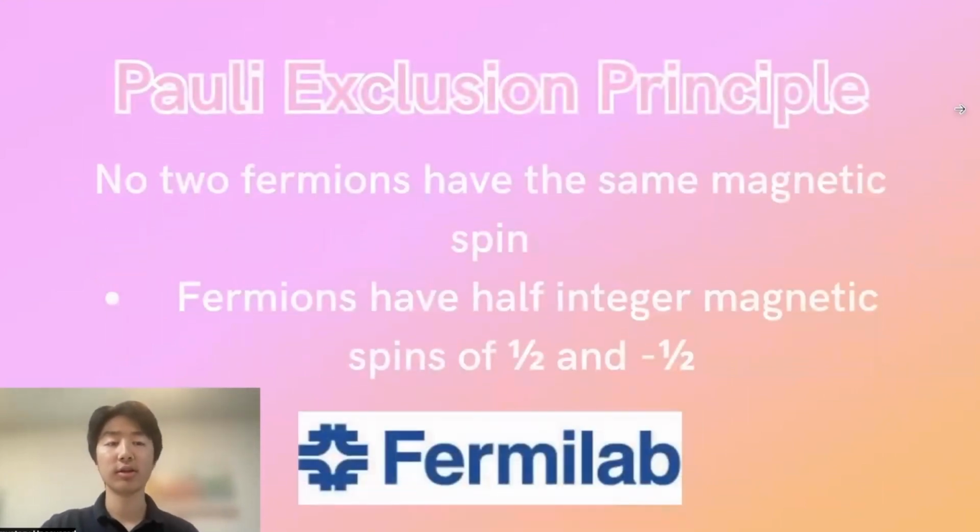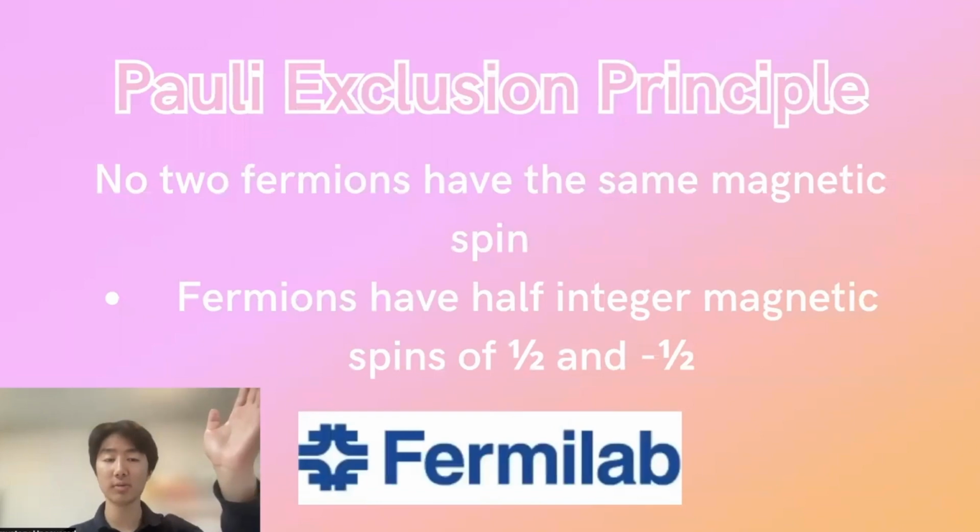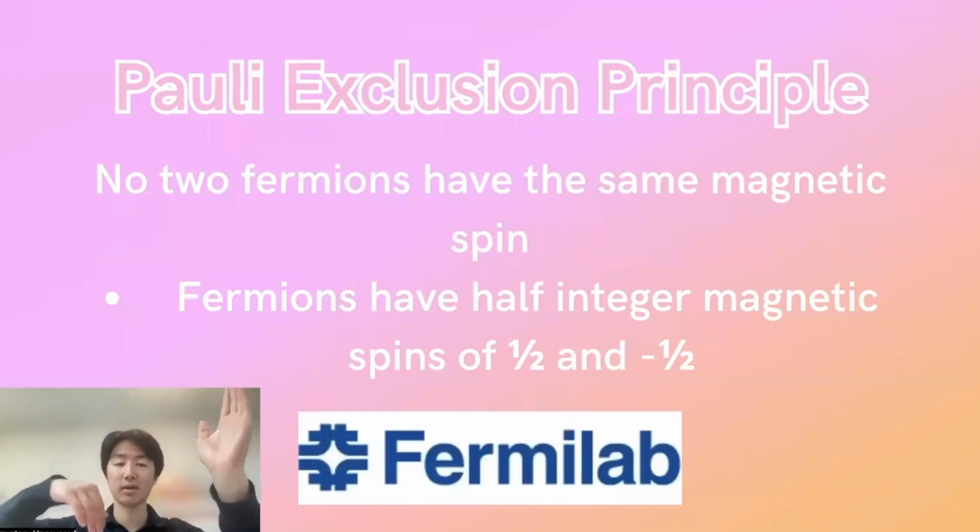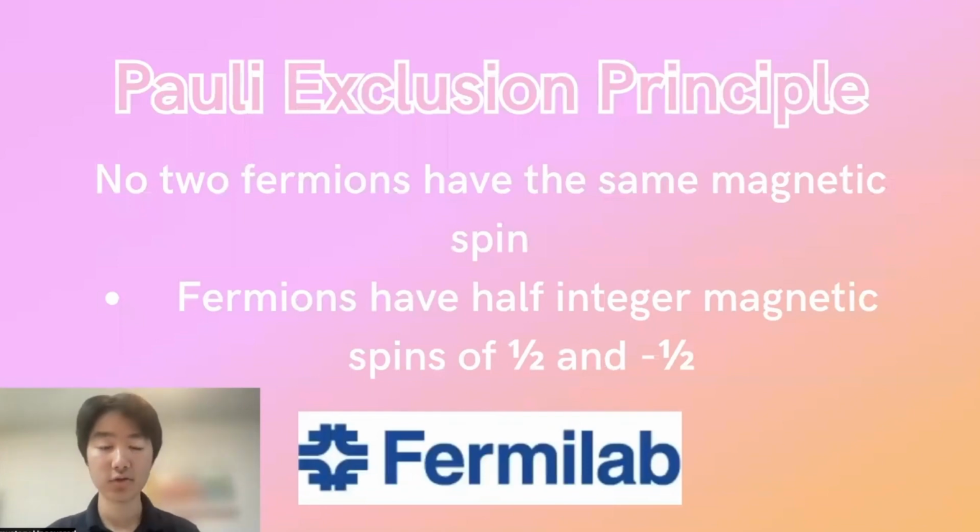And so the second principle is the Pauli exclusion principle. This principle states that no two fermions have the same magnetic spin. Essentially, for every orbital, there are 2 electrons, right? But in those 2 electrons, one electron has a positive half magnetic spin, one electron has a negative half magnetic spin. And the reason why I put the Fermilab logo in the bottom is because this is a national institution that is a trailblazer in nuclear chemistry and nuclear science.